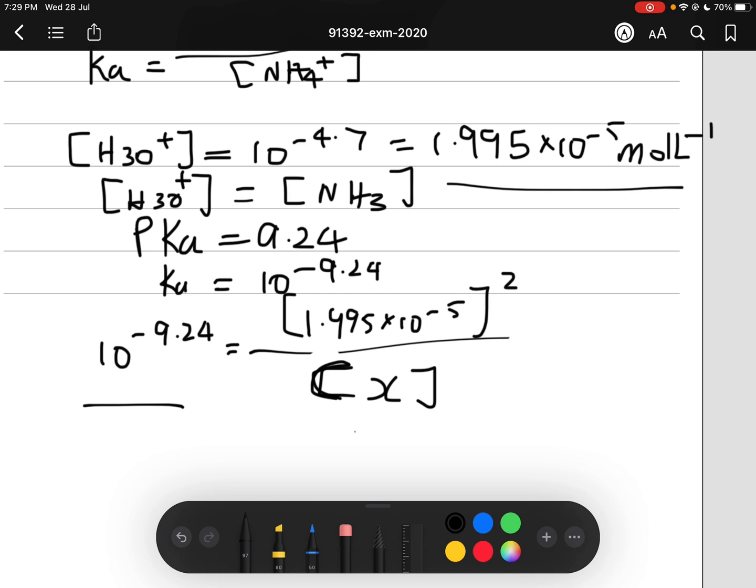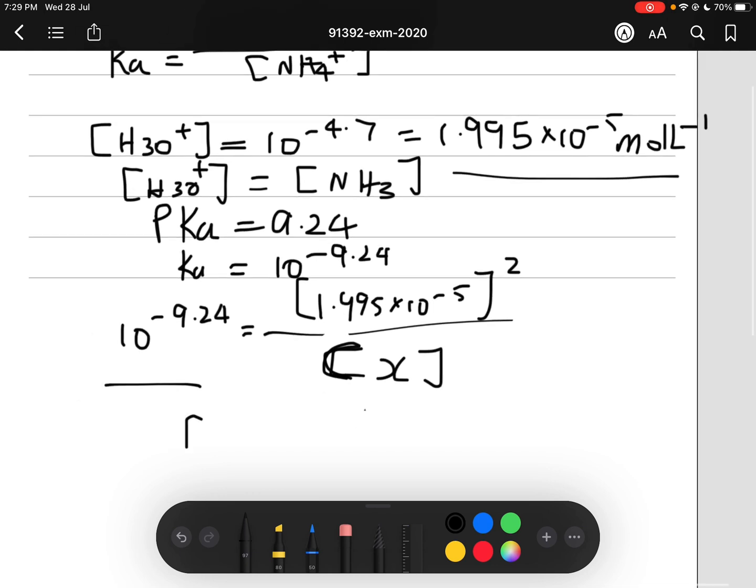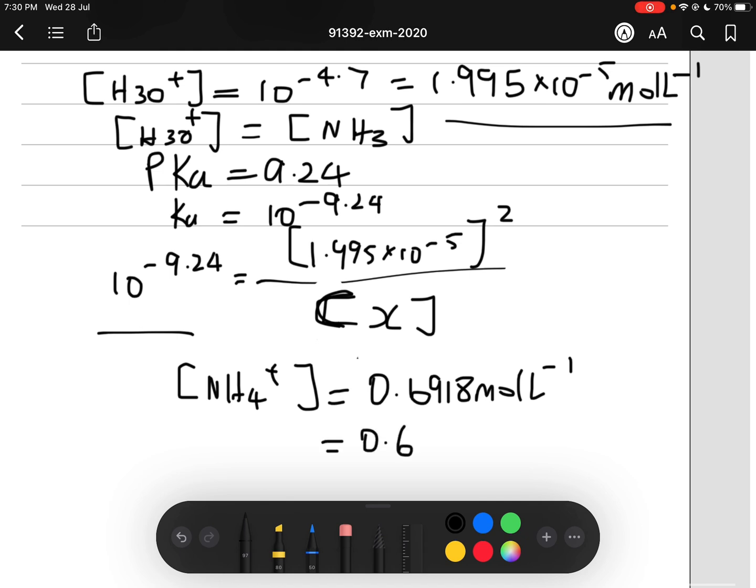Anyway, so if we solve for X, I believe the concentration of NH4 plus equals 0.6918. And if we want to round that to 3 SF, that equals 0.692. And that's our final answer for this question. Okay, we rounded to 3 SF. So our initial concentration of NH4 plus would be 0.692 mole per liter. And that's it for question 1.